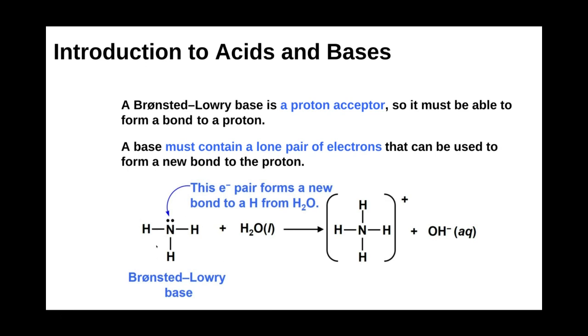Now, ammonia can act as a base because it has 2 free electrons, thus it has the capacity to accept a hydrogen from water. So ammonia becomes ammonium as it accepts that proton, and we produce the hydroxide ion, OH minus. So that's really the big definition here.